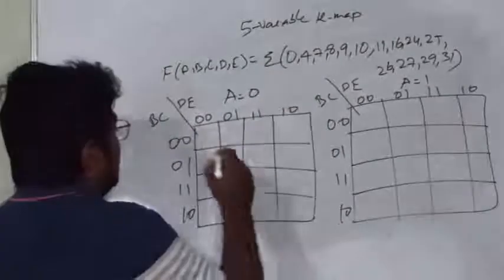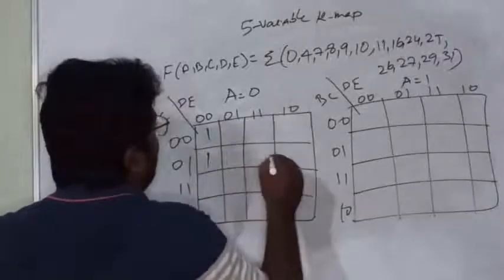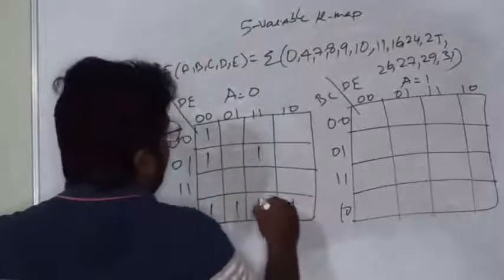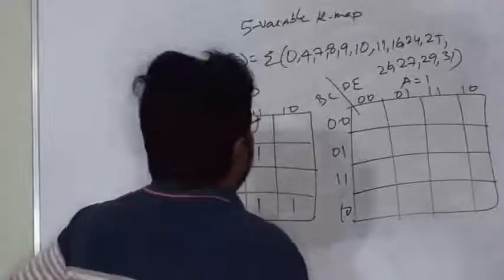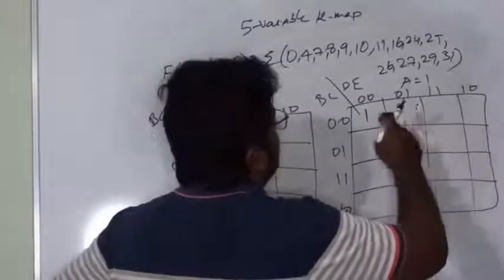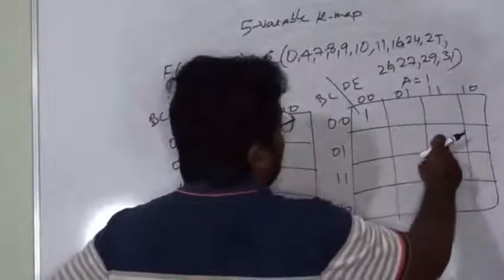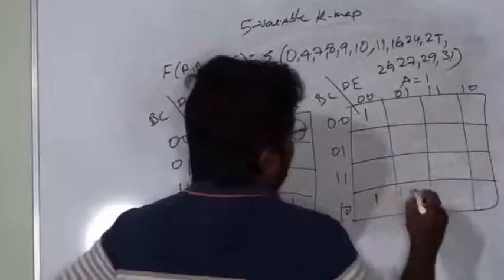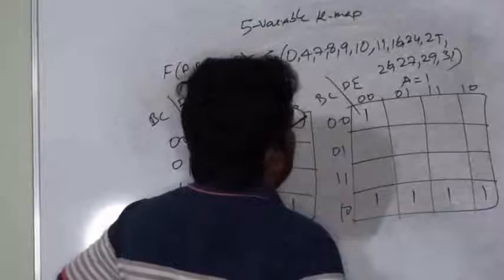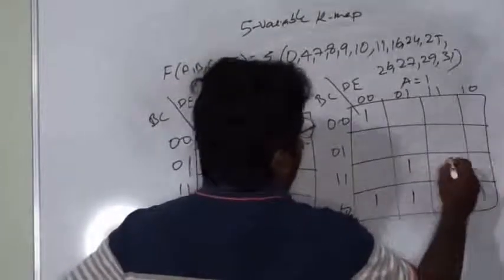The first one is 0, 4, 7, 8, 9, 10, 11. Next one is 16, 17, 18, 19, 20, 21, 22, 23. Next one is 24, 25, 26, 27, 28. This one is 29, 30, 31.